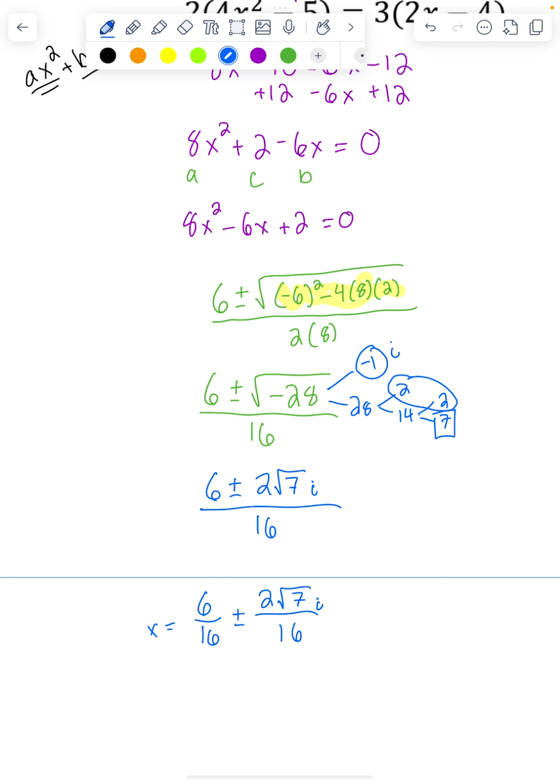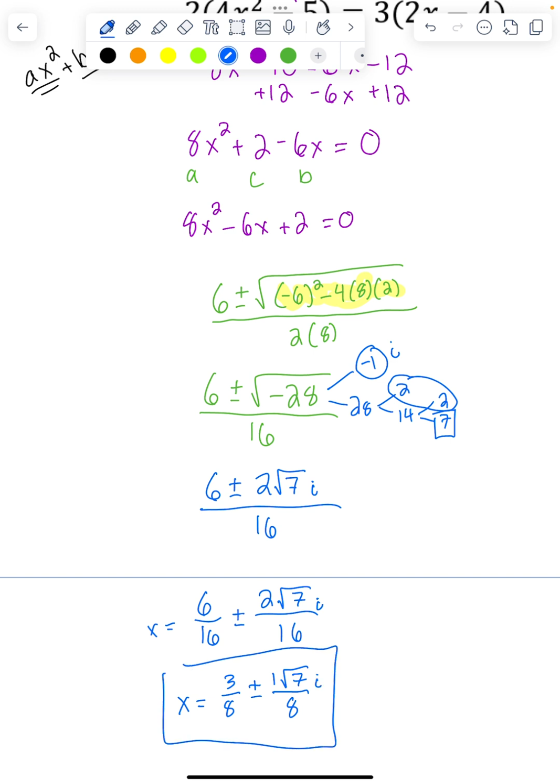And then we simplify. So 6 over 16, let's see, 2 goes into both of those. So we'd have 3/8 plus or minus 2 goes into both of those. So we'd have 1 over 7. Or sorry, not 1 over 7, 1 square root of 7i over 8. And these would be your answers.